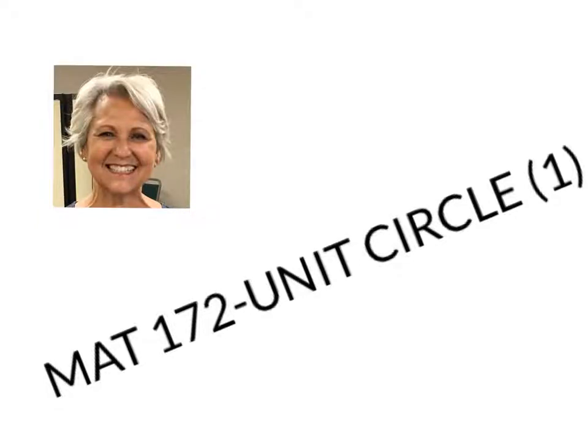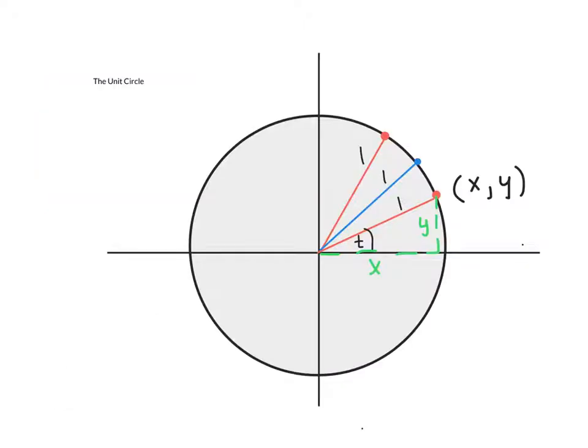This is a just-in-time learning video for the unit circle. Let's take a look at how our unit circle is set up. At this point in time, you have already looked at relationships between your 30-60-90 and 45-45-90 right triangles. Our unit circle is based on that information.